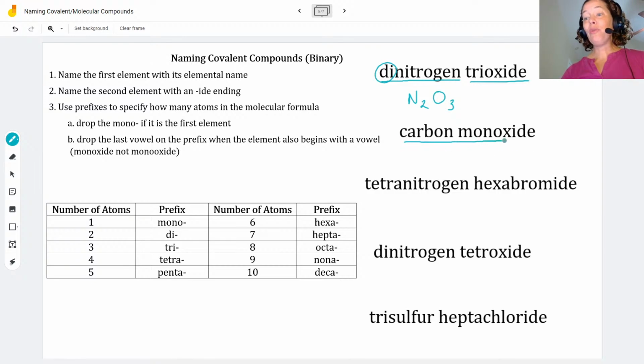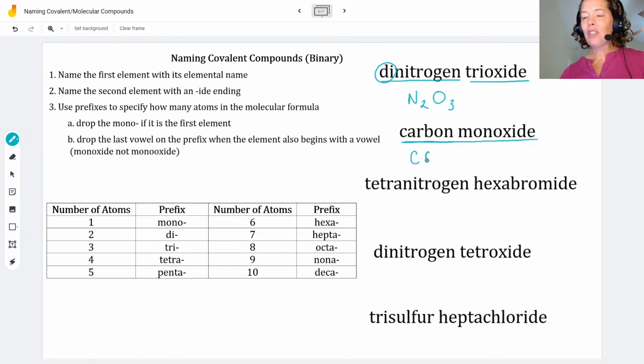Carbon monoxide, which you already know. But again, we're going to apply our rules. So carbon, just carbon, is written as C. Now, how many do we have? Because I don't have a prefix to specify. Well, remember, when it's the first element and you only have 1, you drop the mono. So it's just C. We don't have any more than 1.